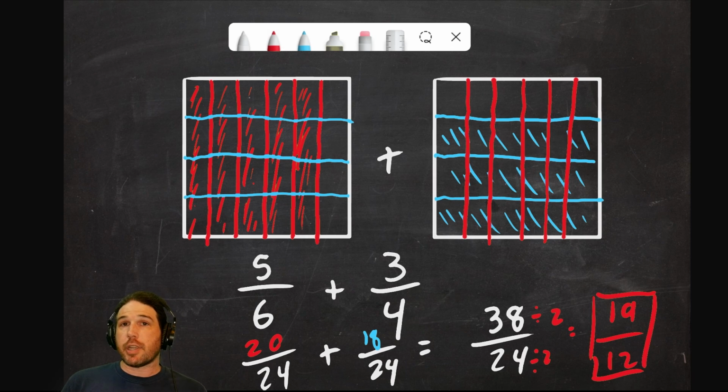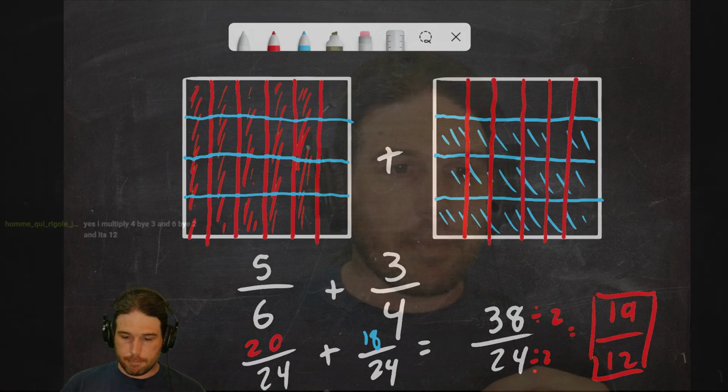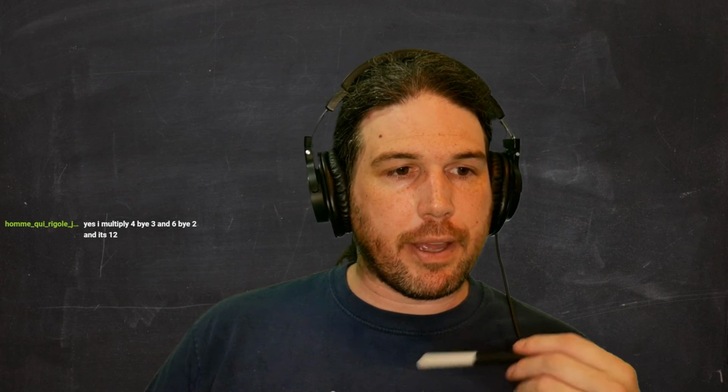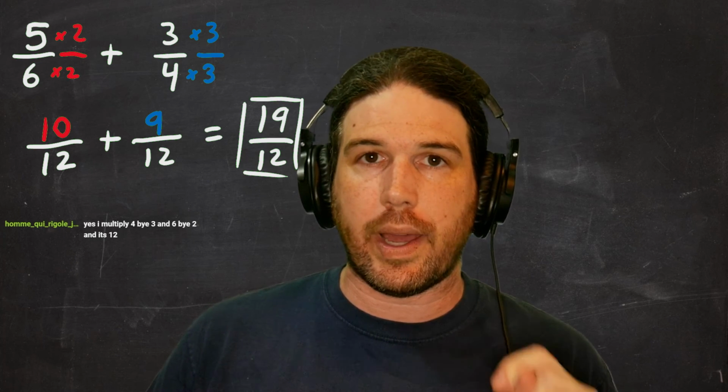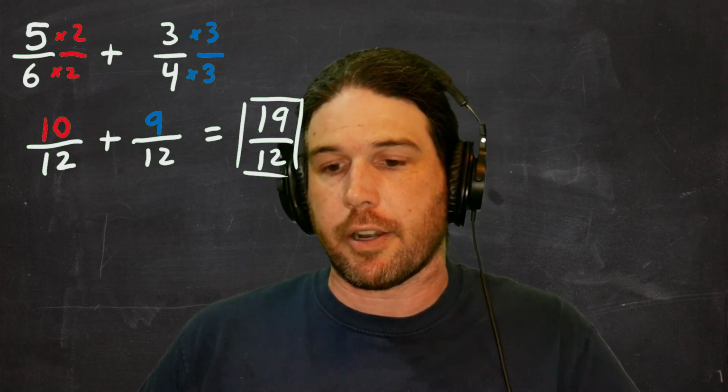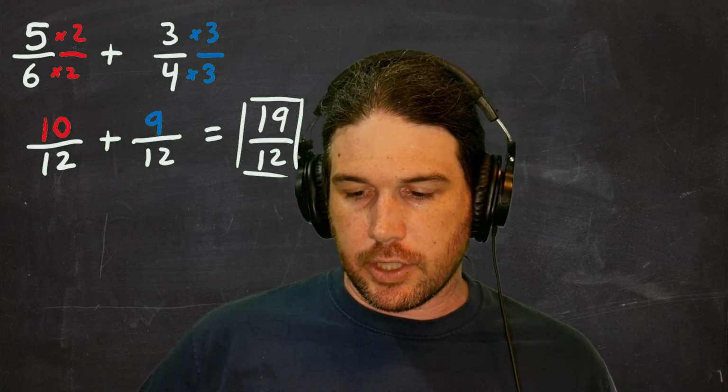It's not magic. It's not some arcane spell to make it so that you can add fractions together. It's just cutting the pizza into the same number of pieces so that it's fair and you can count them fairly. Yes, I multiply 4 by 3 and 6 by 2 and it's 12. Yes, and that's absolutely correct. That is another perfectly valid way of getting the same denominator. My point is that it's not necessary.